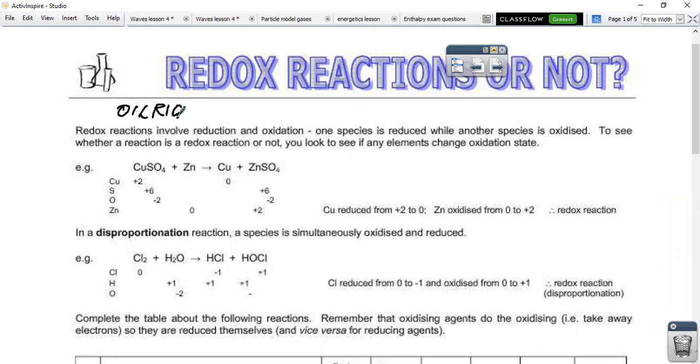Okay. So in this case, that's just an example. You've got copper sulfate reacting with zinc, and then you've got copper plus zinc sulfate. What kind of reaction is this, by the way? A redox reaction. Redox, but there's another name as well for it. Is it displacement? You're absolutely on the money.